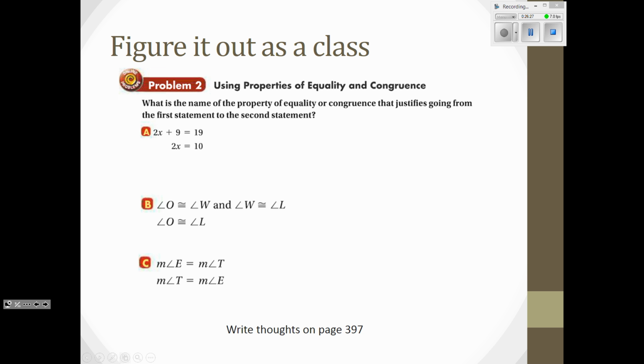Okay, in your groups, I want you to just talk. You don't have to write these down. I just want you to look up at the board and determine which property is being used in each case, A, B, and C. Okay, so I'm going to give you about a minute or so. I want you to figure out which property is being used in each case.